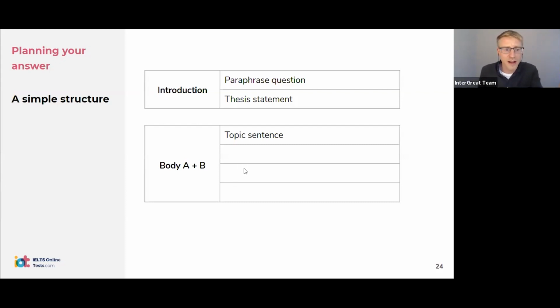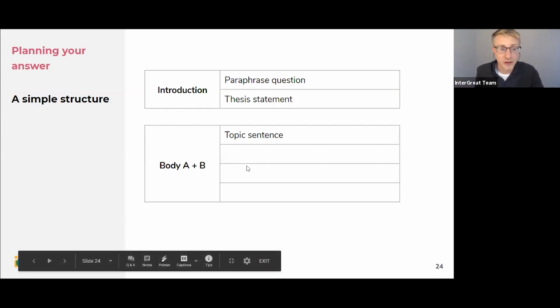So, Naman, I would aim for about 75 words for each of your body paragraphs, 50 words for your introduction, 50 words for your conclusion. That will take you to about 250. Don't worry, Hadi, we're going to look at paraphrasing in a moment.